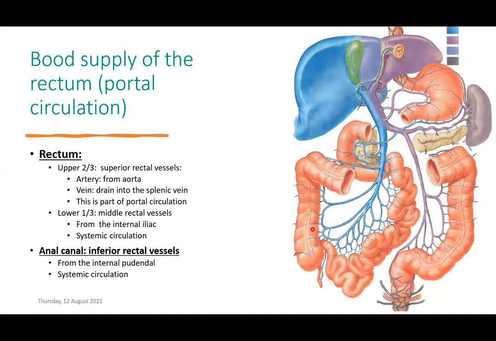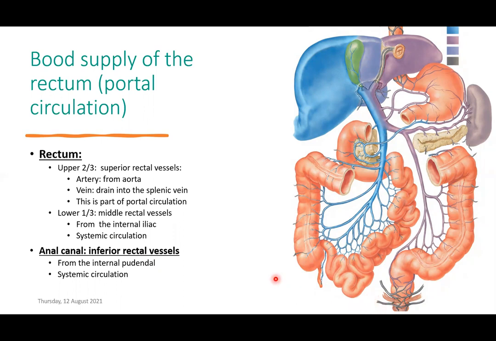Perfect. Anterior division of the internal iliac artery. So that's why it's not shown here. Okay. The last one is called the inferior rectal vessels or inferior rectal artery, which is a branch of the internal pudendal. As you can see, it's below the diaphragm. So it is a main arterial supply of the perineum.